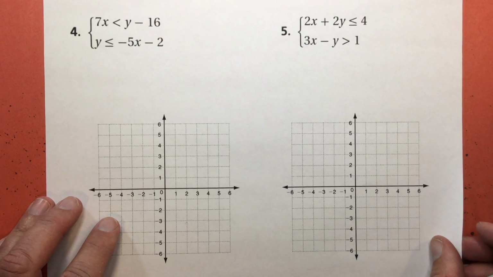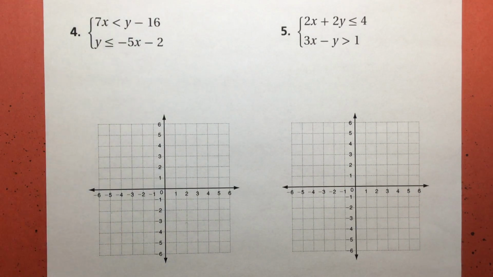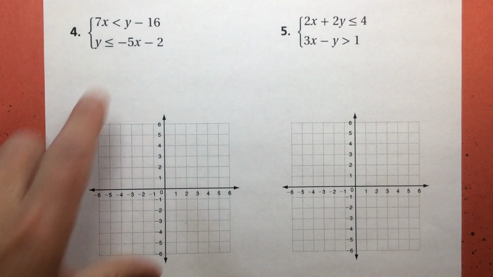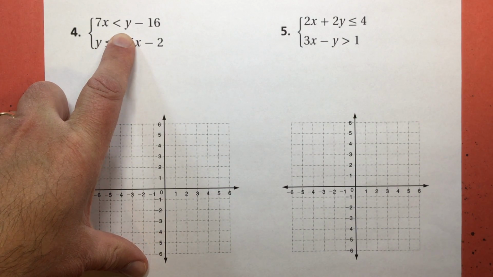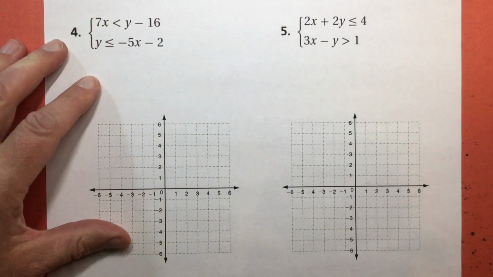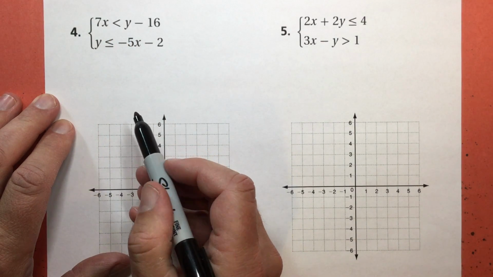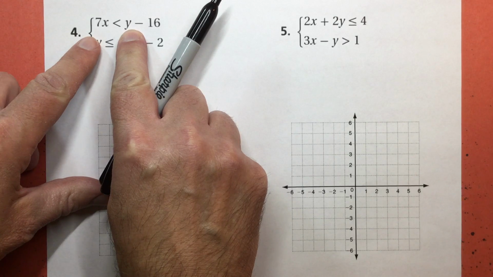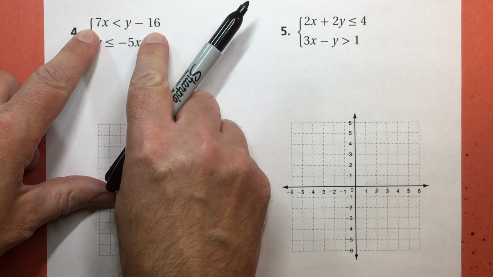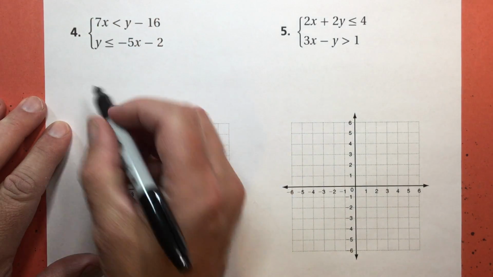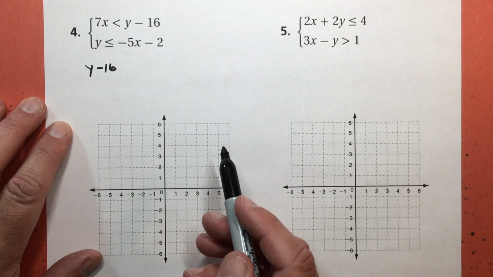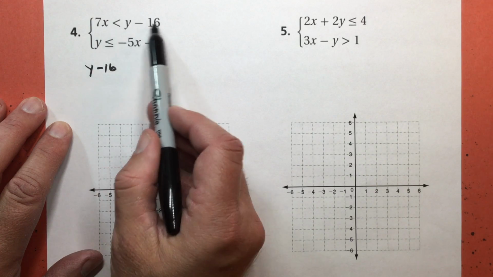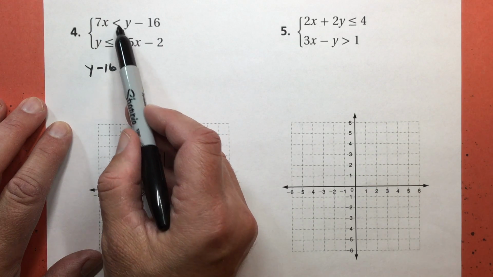All right, I'll quickly try to do these last two. Problem number 4, this is not slope-intercept form, it's not standard form. So I'm going to try to make it into slope-intercept form. First of all, I have the y in the wrong place and the x in the wrong place. So I'm going to flip the whole thing around. I'm going to write y subtract 16.